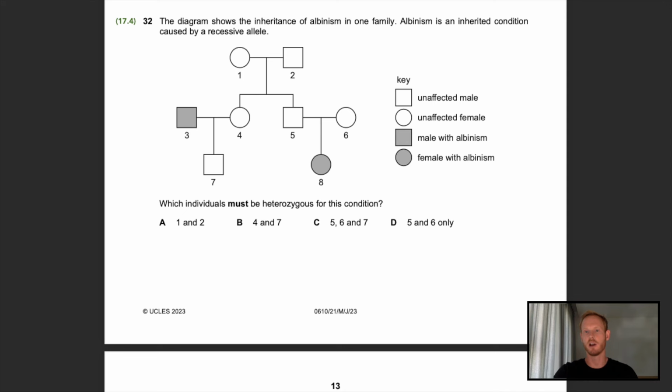Number 32. The diagram shows the inheritance of albinism in one family. Albinism is an inherited condition caused by a recessive allele. Which individuals must be heterozygous for this condition? So in other words, which individuals are carriers of the albinism allele? Because the allele is recessive, for someone to be affected by the condition, both of their parents must pass on the allele. This tells us that persons 5 and 6 are both heterozygous. Equally, if someone has the condition, they are homozygous and are therefore guaranteed to pass on the albinism allele to their offspring. So person 7 in this pedigree diagram is also heterozygous.